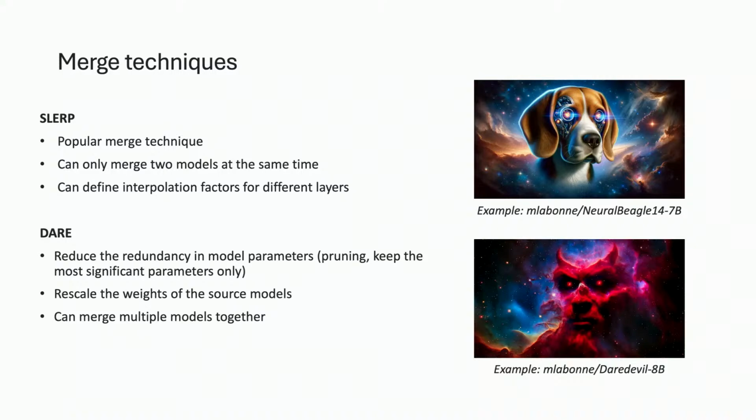And then you have TIES. In TIES, you want to reduce the redundancy of the model parameters. To do that, you use pruning. You select the most significant parameters in your model weights, and you rescale the weights of these source models. The advantage is that you can merge not just two models, but even more together. I would recommend this technique, and not with just two or three models, but with 7 or 8 models. It works really, really well. So I strongly recommend that.